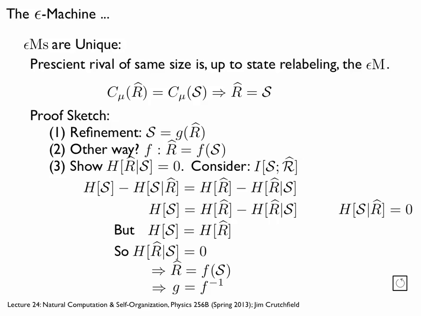Alice, Bob, and Charlie, 0, 1, 2, A, B, C. So the idea is, if we have a prescient rival, and we're assuming that it has the same state information, statistical complexity, as the epsilon machine, then necessarily the state sets are equivalent.